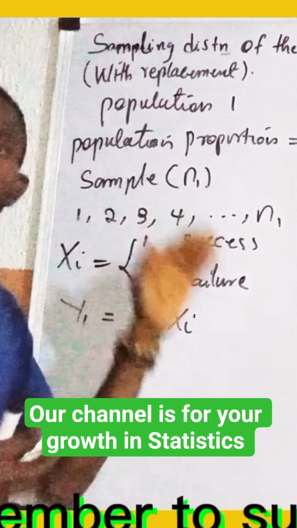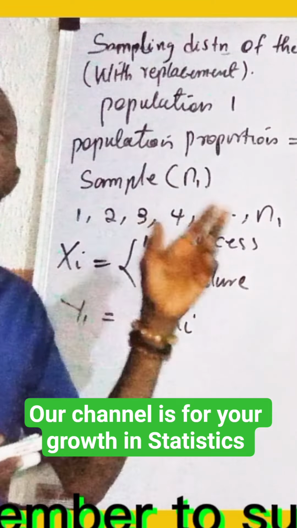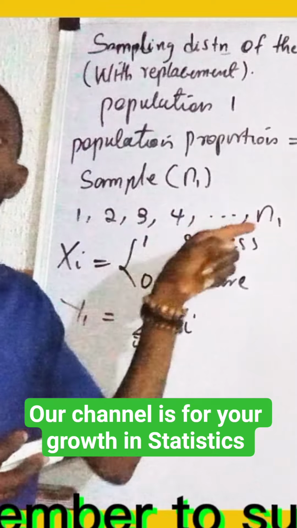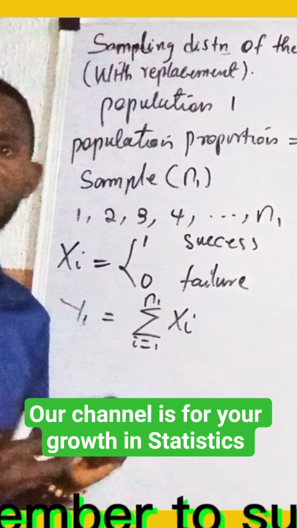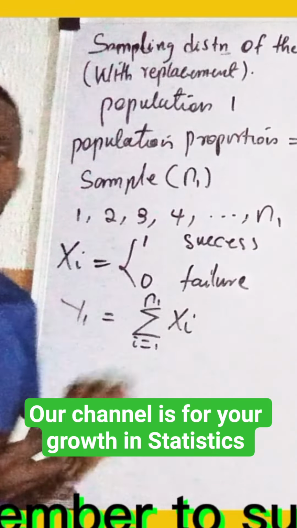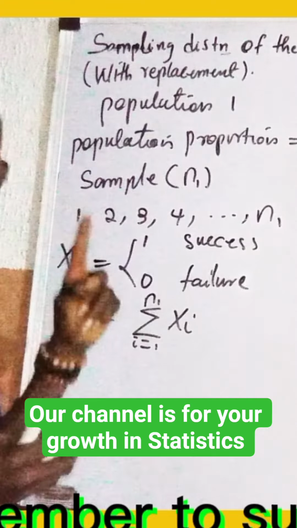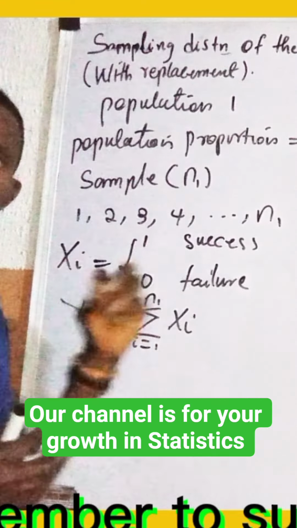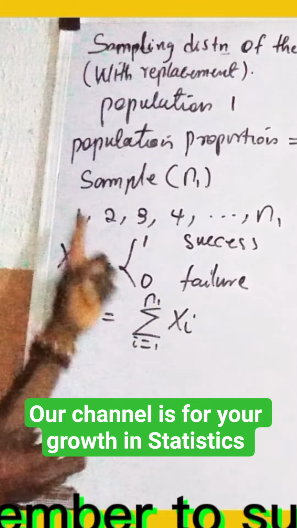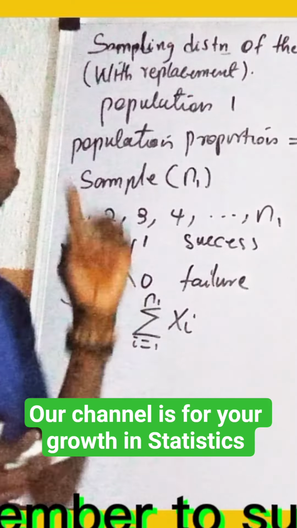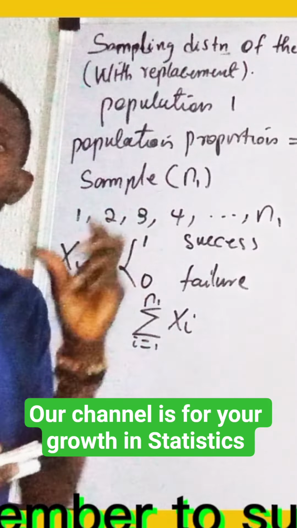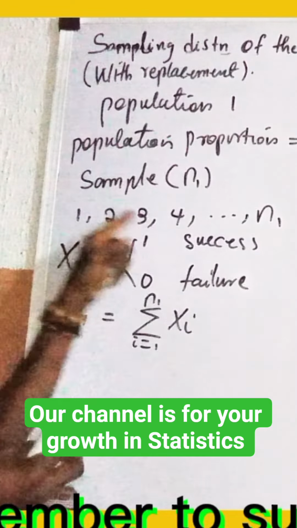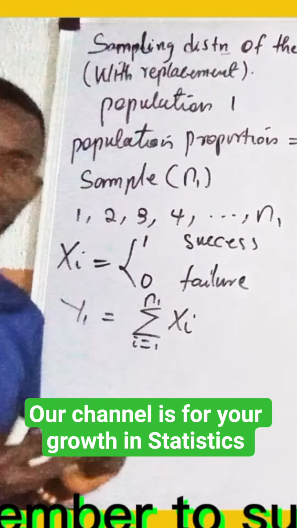And because the sampling is with replacement, it means that each of these elements in these samples are independent of each other. And each of the elements can either be a success, or it can either be a failure. And any random variable that can either be success or failure at any particular point in time is a Bernoulli random variable. So each of these items is a Bernoulli random variable.